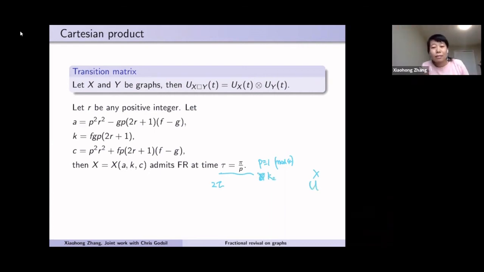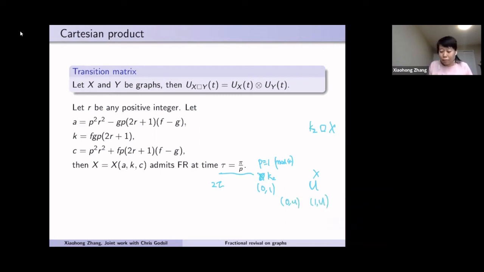And for K2, we already checked at the beginning that for the time not being an integer multiple of pi or half integer multiple of pi, there is a proper FR between the two vertices, 0 and 1. Now we could consider the Cartesian product of the two graphs, K2 Cartesian with X. There will be FR between 0U and 1U.